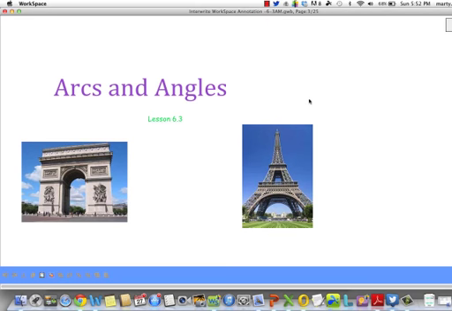This is lesson 6.3. It will lead you towards chapter 6, day 2 worksheet. This lesson is about arcs and angles. We'll get a few definitions out of the way. They're on your chapter 6 term sheet. And then do some practice problems associated with the different properties of our arcs formed on our circles and our angles inscribed on central angles.